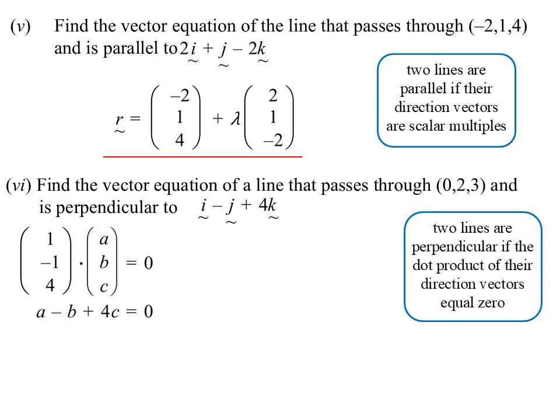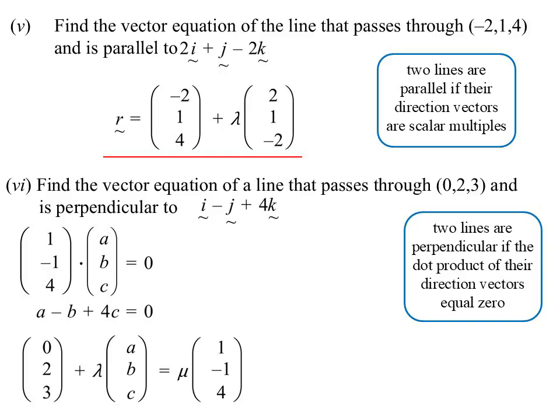Okay, so the direction vector of this one is 1, negative 1, 4. Dots, this is the direction I'm trying to find, so I just call it A, B, C. But I know that would have to equal 0. That gives me a relationship: A minus B plus 4C is equal to 0. So there is the line. I just don't know what A, B, C is equal to.